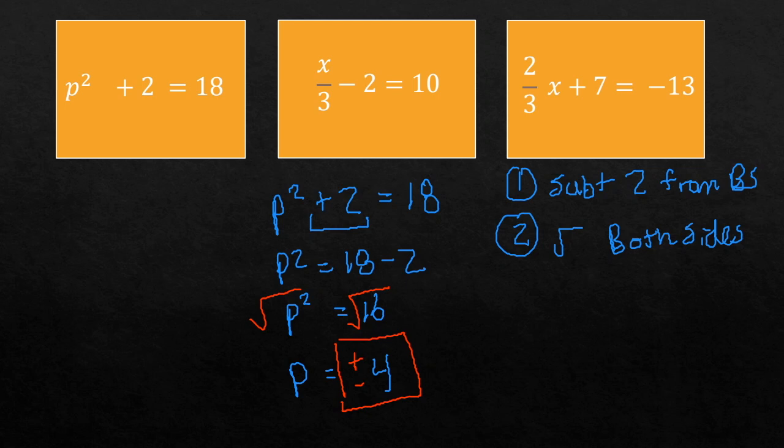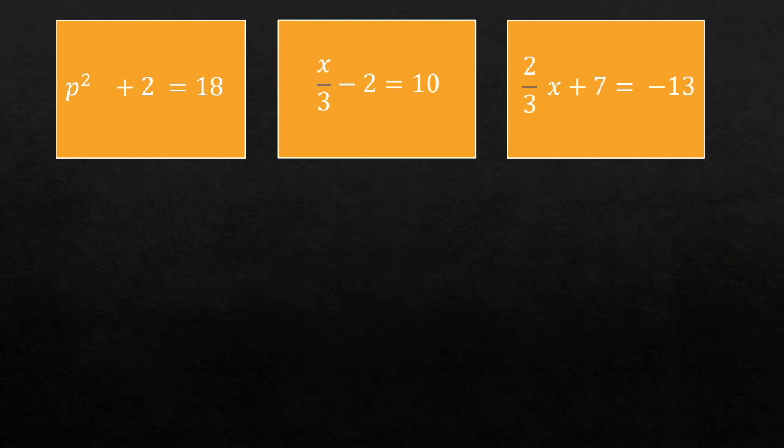Okay, let's do the next one. Okay, so we have x over 3, take away 2 is equal to 10. On this one, we are going to follow the same steps. So we're going to look for addition and subtraction. Well, I can see a 2 being subtracted, so I'm going to add 2 to both sides.